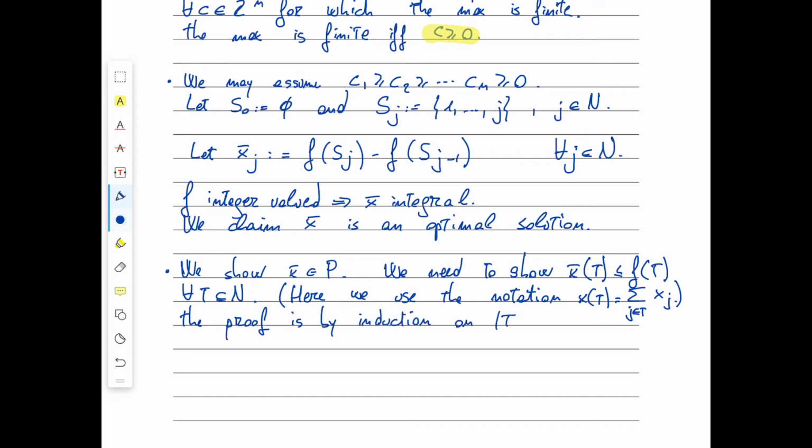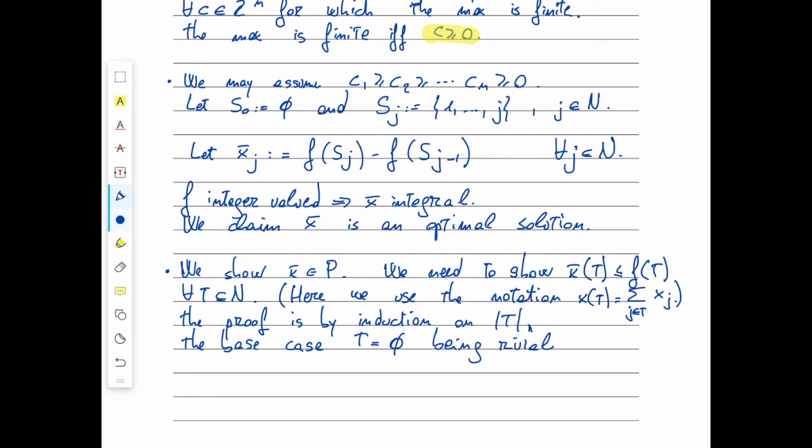On the cardinality of T. And the base case is trivial, of course. So the base case, T is the empty set, being trivial. Okay, so why is this trivial?